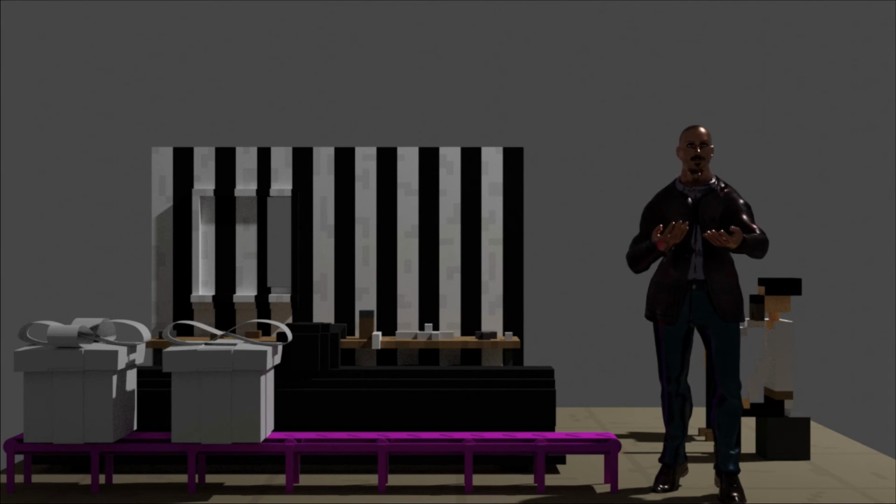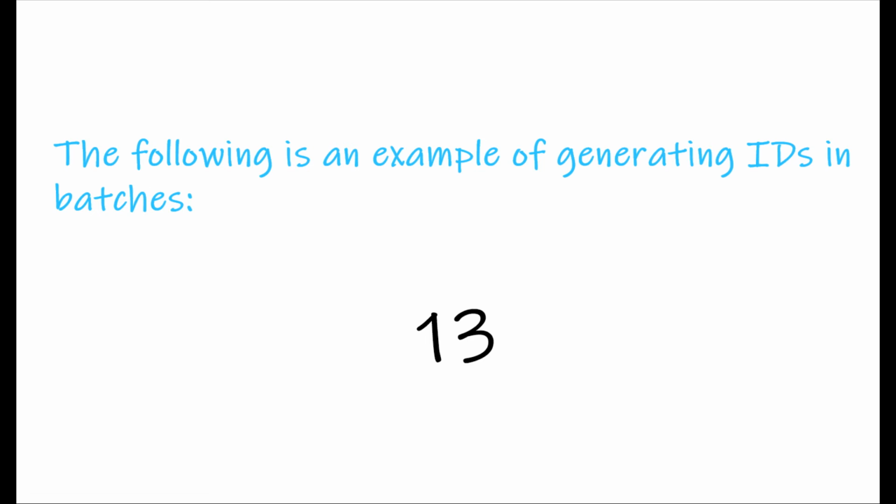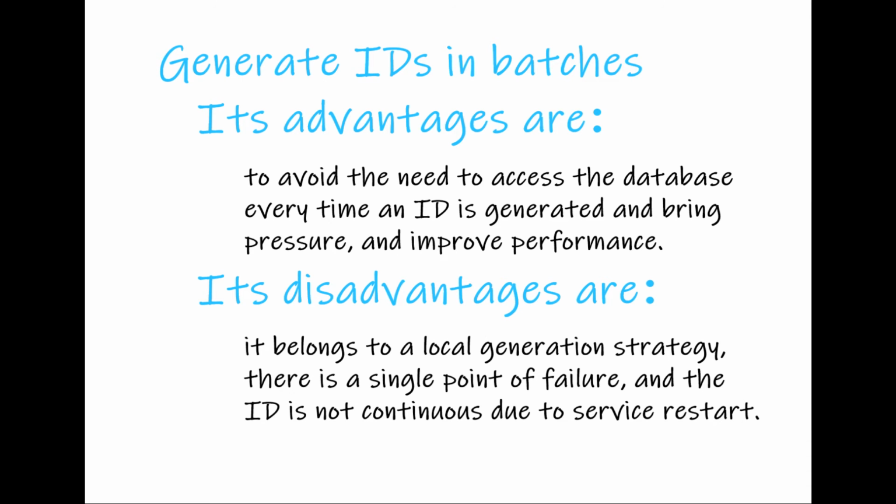Option 3. Generate IDs in batches. The following is an example of generating IDs in batches. Its advantages are to avoid the need to access the database every time an ID is generated and bring pressure, and improve performance. Its disadvantages are it belongs to a local generation strategy. There is a single point of failure, and the ID is not continuous due to service restart.